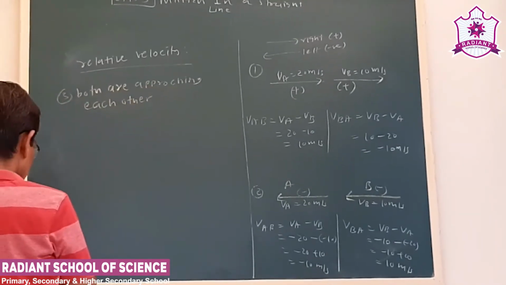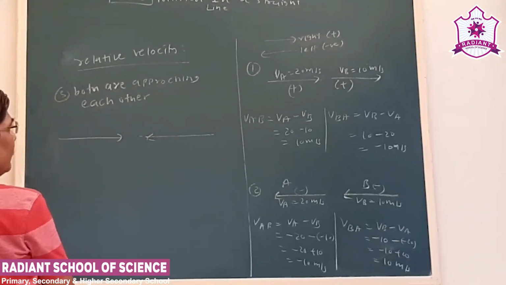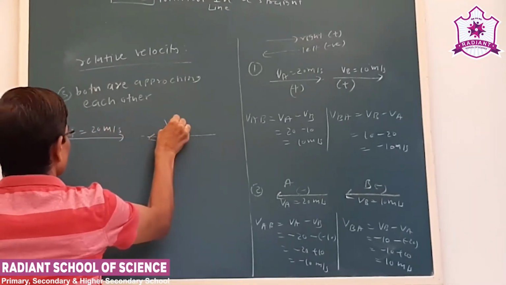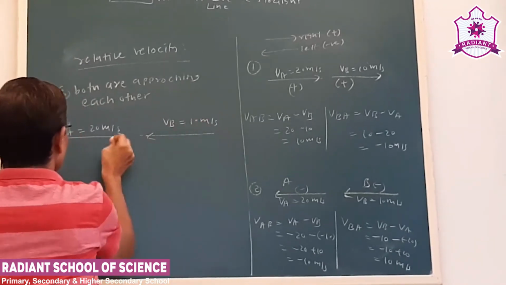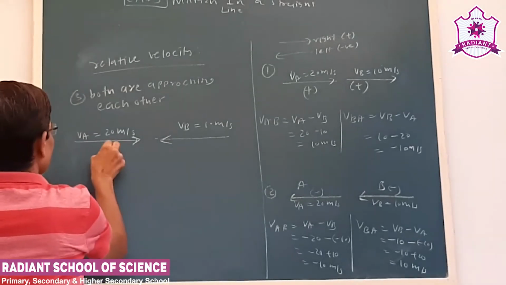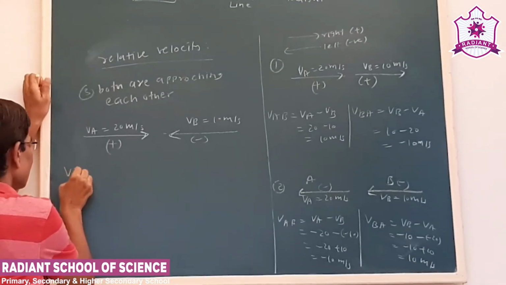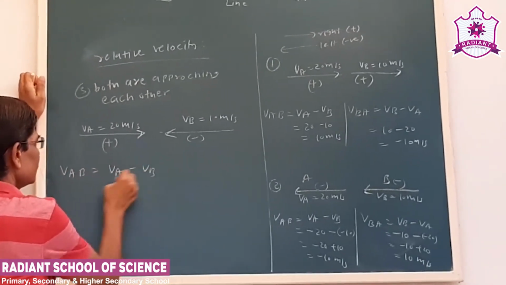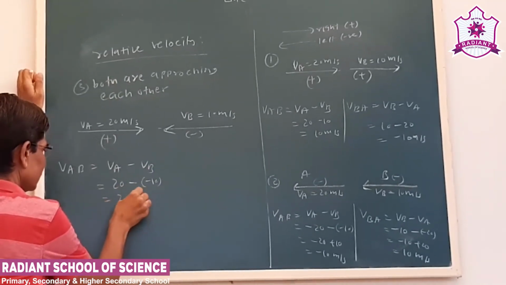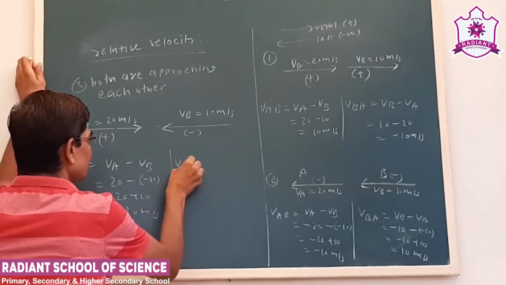Okay, now see the A and B, VA. What we see here, both are approaching each other. So right hand side we take positive and left hand side we take negative. So see our VAB, A is positive 20 minus... okay. Now VBA.